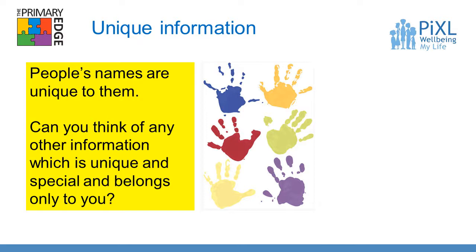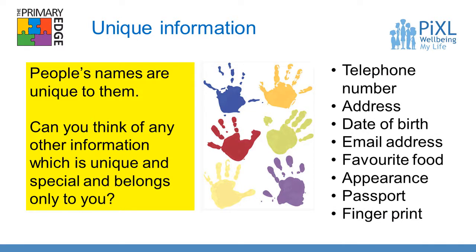I'm going to give you about 10 seconds to have a think about that now. Right then, let's see if you've got any of these on the list. Your telephone number, only you have that telephone number. Your address, your date of birth, your email address, your favourite food, your appearance, your passport, so you've got a unique number on your passport, and your fingerprints are unique to you.